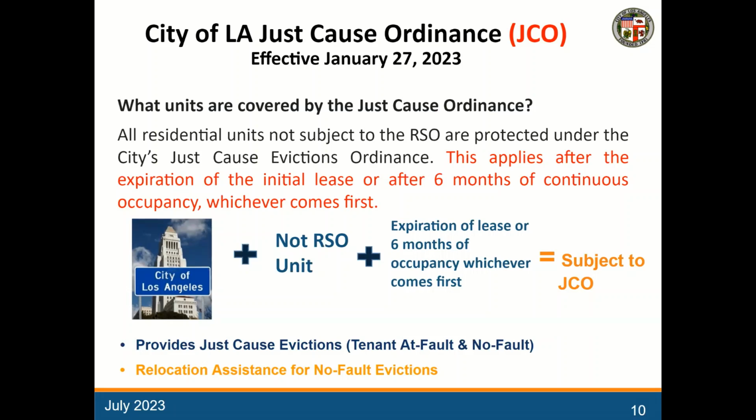So if it's in the city of LA, not an RSO unit, and the tenant has been in the unit 6 months or their lease has expired, then it will be subject to the Just Cause Ordinance. The Just Cause Ordinance is very similar to the RSO. It provides for just cause eviction reasons, including tenant at fault and tenant not at fault reasons, and requires relocation assistance for no fault reasons. However, it does not regulate rent increases.